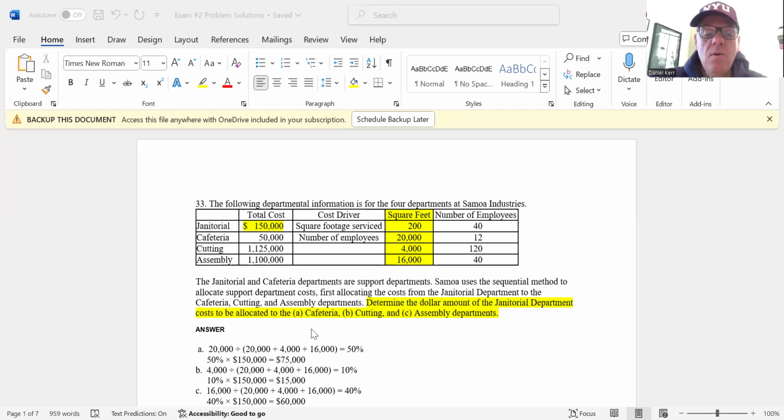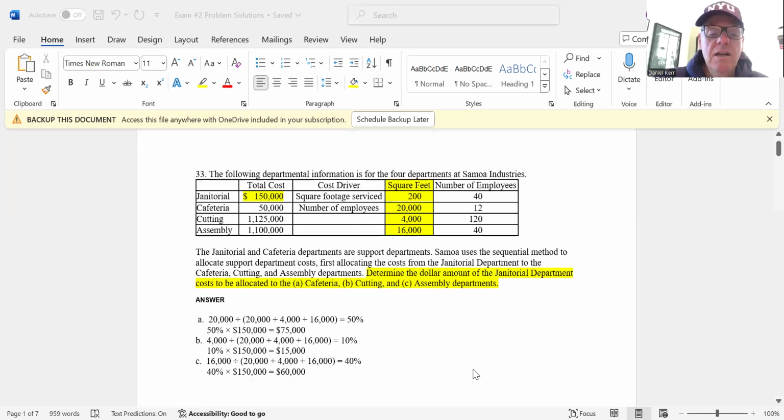So A, you want the cafeteria. The cafeteria has 20,000 square feet. And this denominator remains the same throughout, which is the total of cafeteria, cutting, and assembly. So if you take 20,000, divide by the combined total there, I believe that's 40,000, that gives you 50%. 50% of 150 gives you 75.